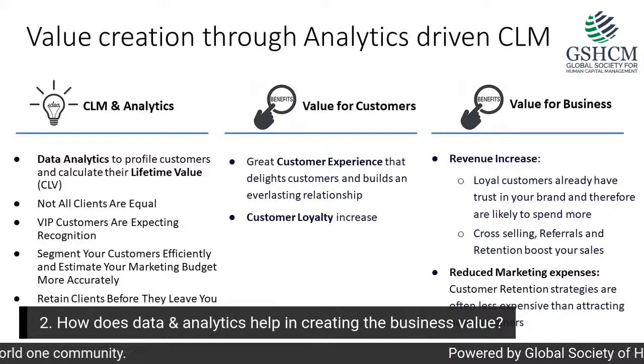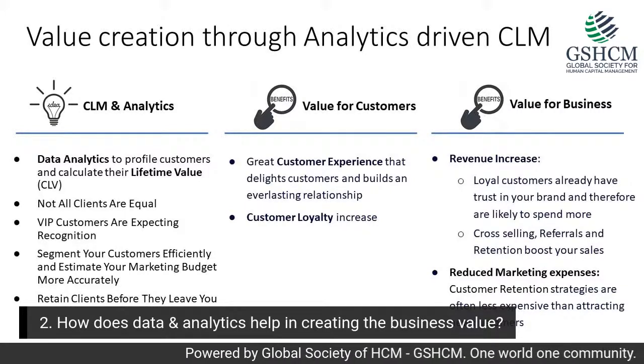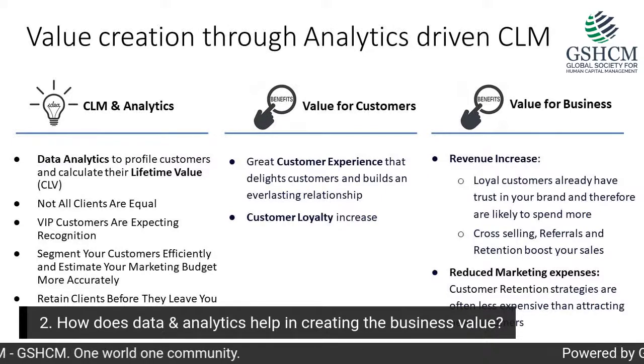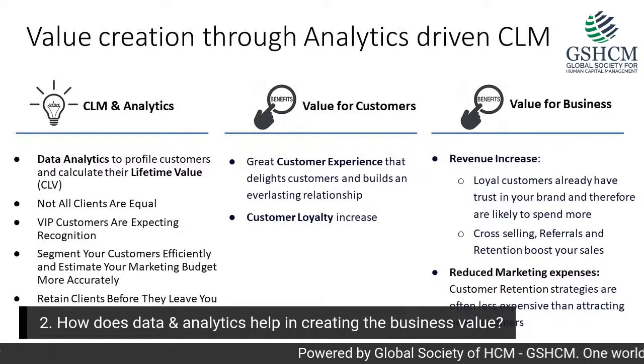Now, what is the value that comes out of this? The value for the customers is they have great customer experience and they are happy with the organization. So this increases their customer loyalty. They are more loyal to our organization.